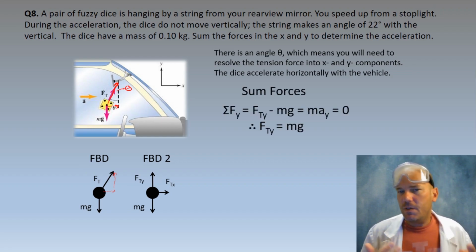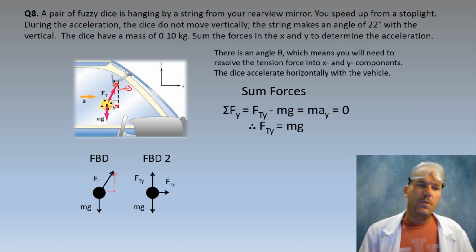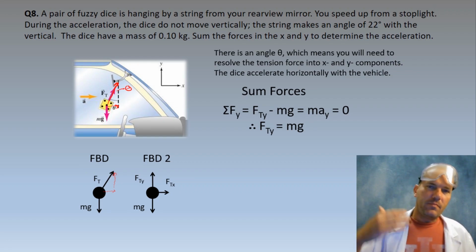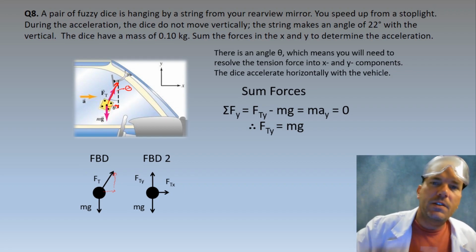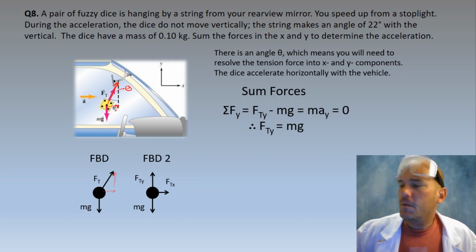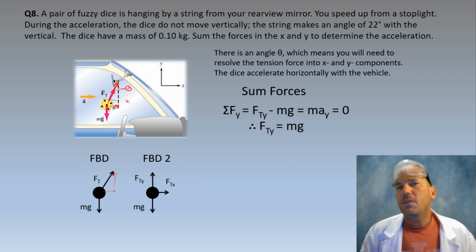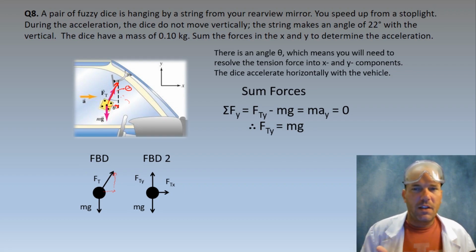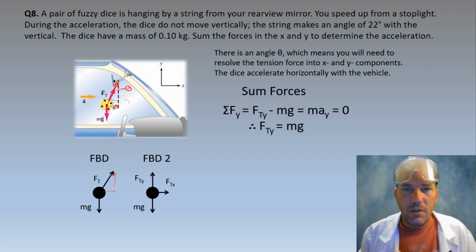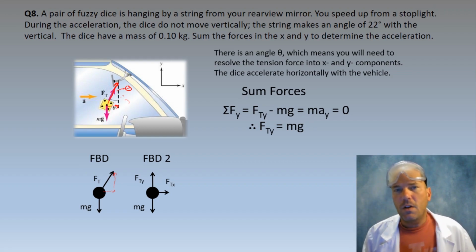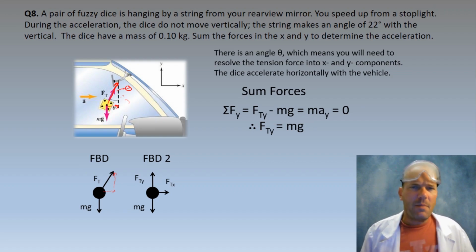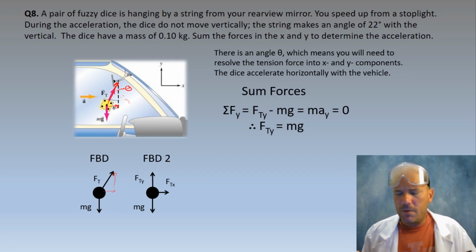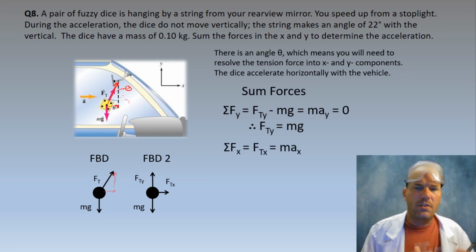Now we're going to sum the forces vertically. So it's the force of tension in the Y. If we're calling up positive and down negative, so force of tension Y minus the force of gravity is equal to the mass times the acceleration vertically. Now, the dice, you are told they're not moving vertically. There is zero acceleration. Therefore, force of tension Y is equal in magnitude but opposite in direction of the force of gravity, or mass times the acceleration due to gravity.